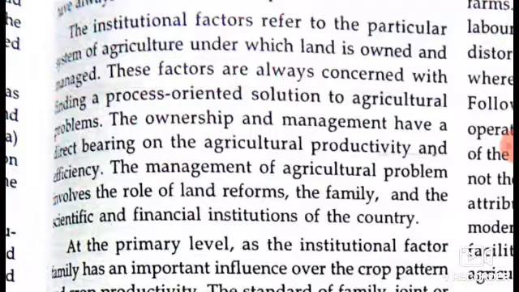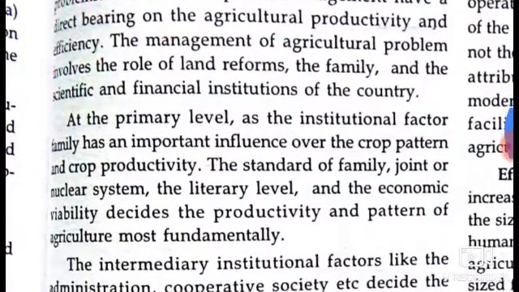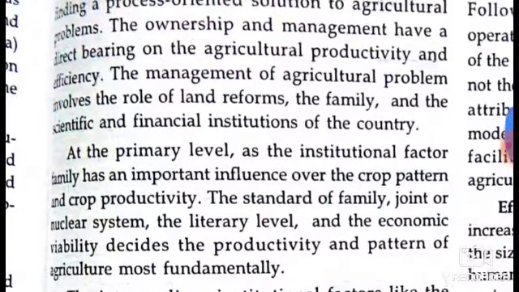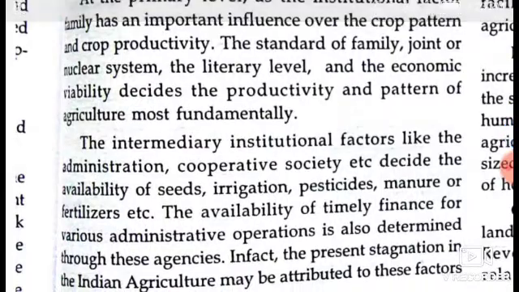The management of agricultural problems involves the role of land reforms, the family, and the scientific and financial institutions of the country at the primary level. The institutional factors have an important influence over the crop pattern and crop productivity. The standard of family, joint or nuclear system, the literacy levels, and the economic variability decide the productivity and pattern of agriculture most fundamentally.